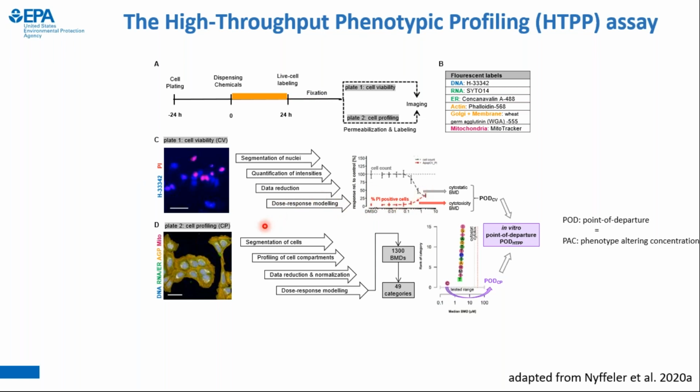And then in our actual cell painting plates, we label them with this cocktail of reagents and then image the cells. We segment the cells, profile the different compartments, and we get cell level data for each of the 1,300 features. So then we do some data reduction and normalization to end up with well level data, so to get one value for each well for each feature. And then we can perform dose response modeling.